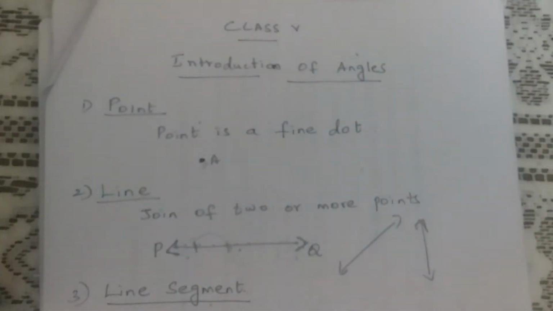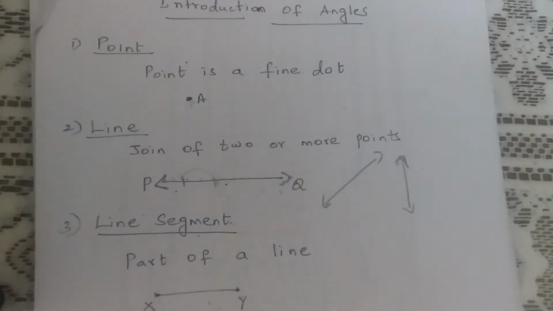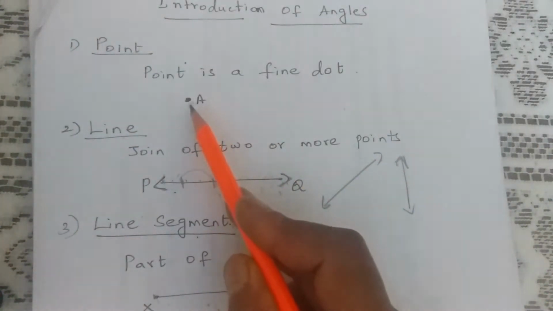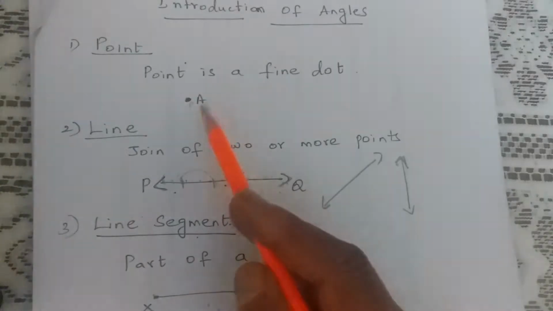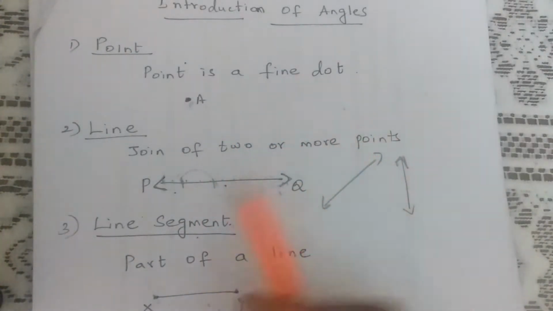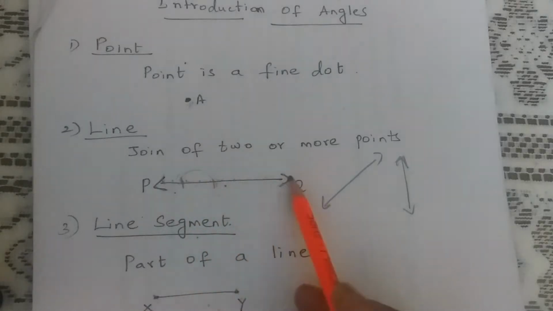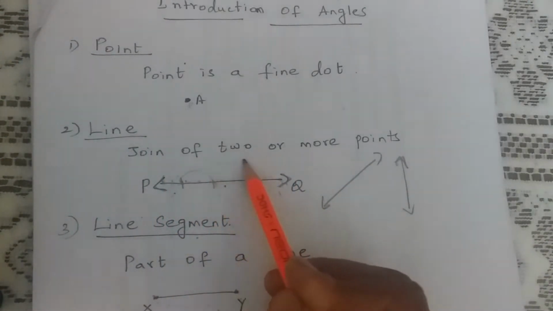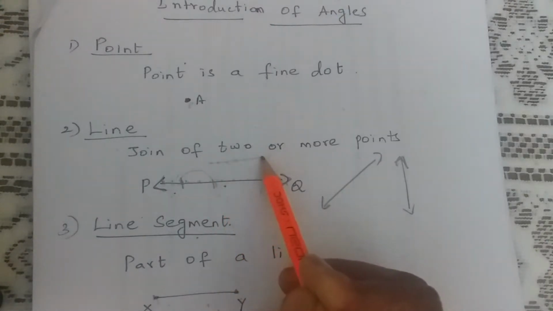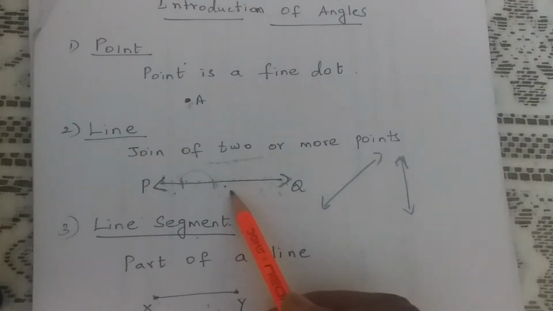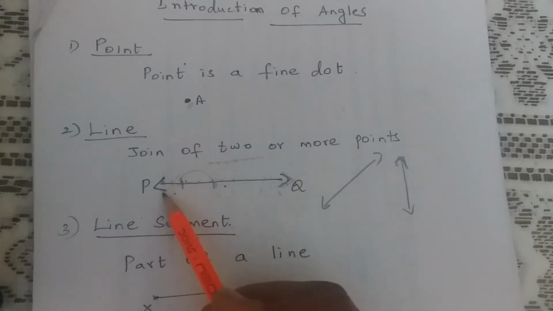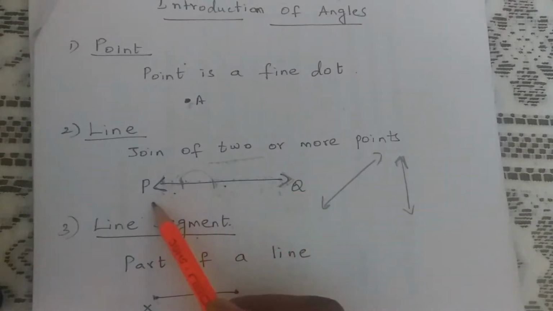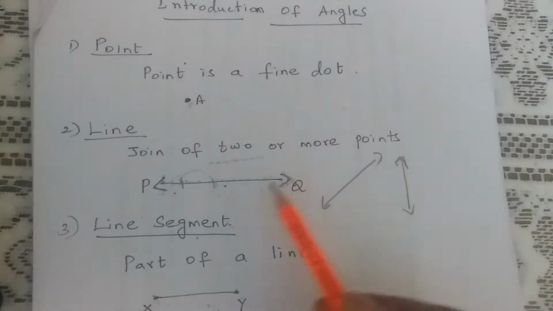Now next is line. What is a line? It is a join of two or more points. So like this, when you join two or more points, 2, 3, 4, 5, countless, any number of points, you join the points and you get a line. You mark some points and join all the points, and what we are getting is a line. And it is denoted by two arrow marks on both the sides. That means it extends in both the directions. Extends means we can make it longer and longer.